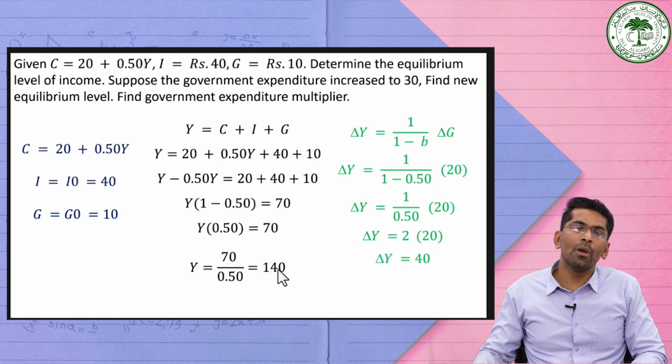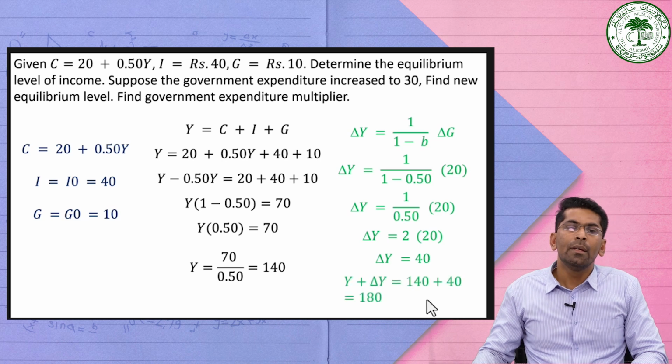So earlier your level of income was 140. Now the new level of income will become 140 plus 40 because of increasing government expenditure to 30 from rupee 10. So Y is equal to 140 plus 40, which is equal to 180.